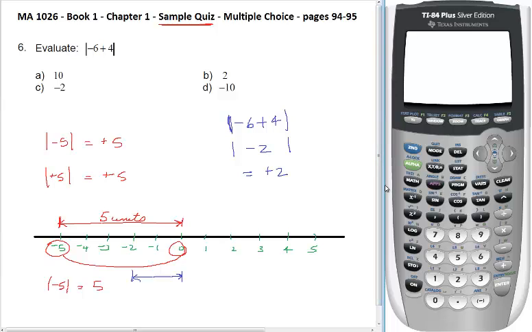And by calculator, that can be done by going to math, across to number, and absolute value is the very first one. And you can type it just like you see it: negative 6 plus 4. Jump outside and press enter. So the answer is positive 2, which of course is B.